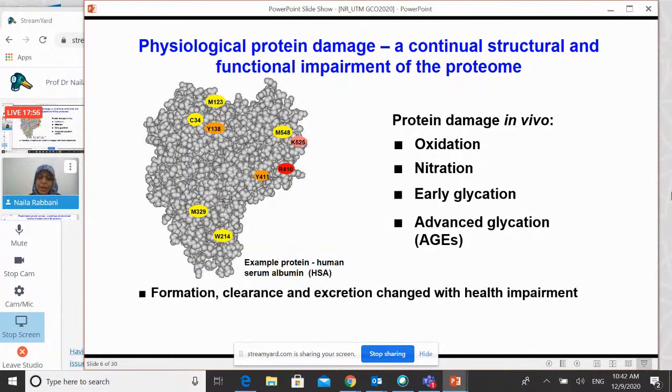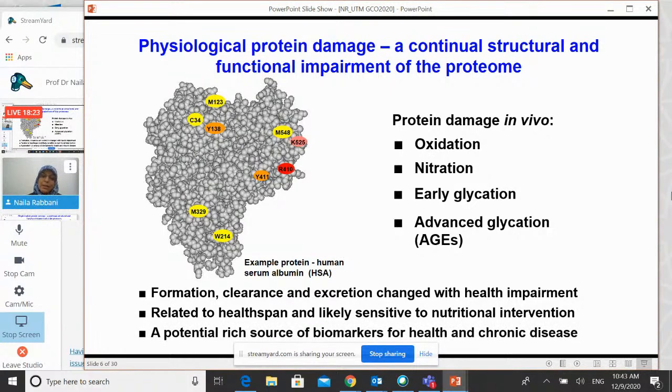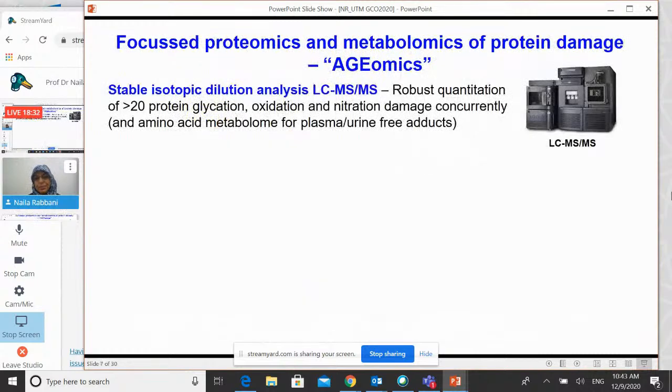So formation, clearance, and excretion of these protein damage markers change with health impairment, and these are related to health span and likely sensitive to nutritional intervention, because early detection can help you to intervene early, even by nutritional supplements or by diet control. These biomarkers of protein damage are potentially a rich source of biomarkers for health and chronic disease. But then the question was how to measure it. That's where analytical chemistry comes in handy.